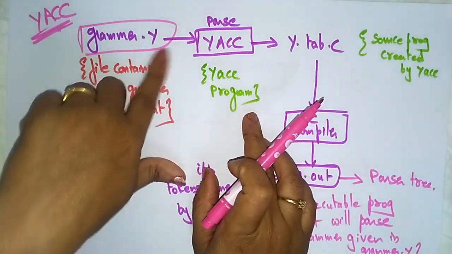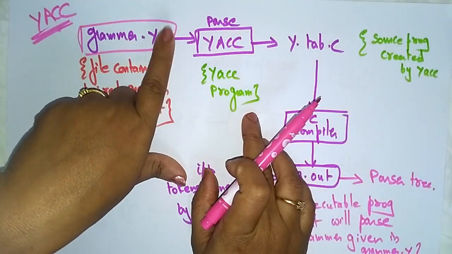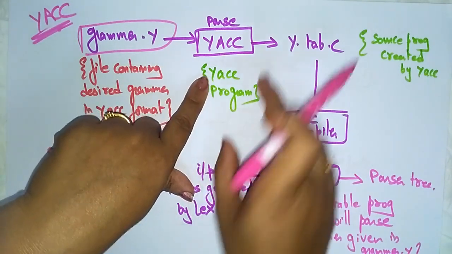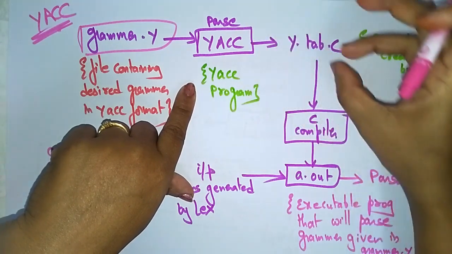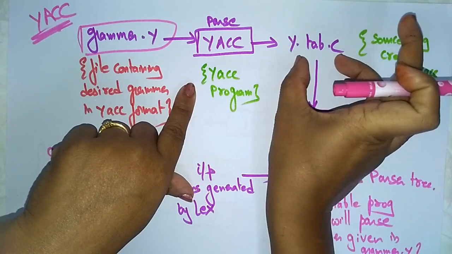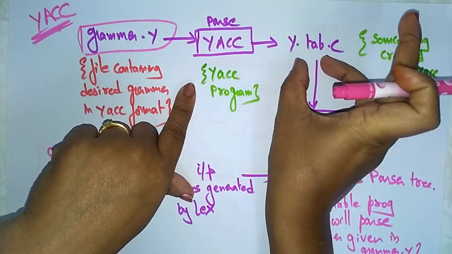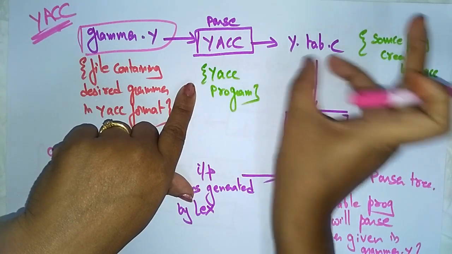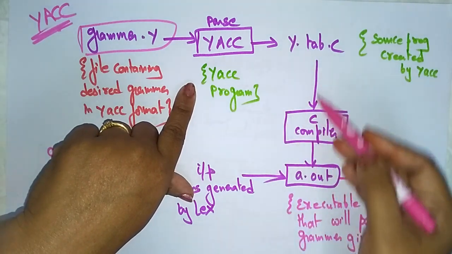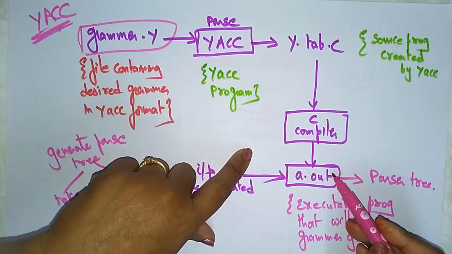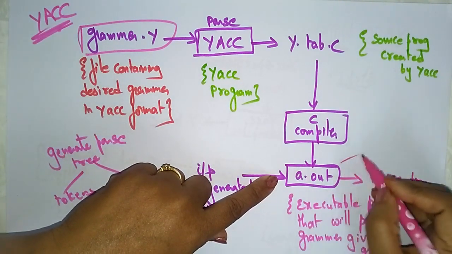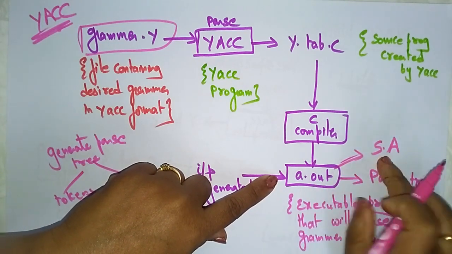Taking the input YACC grammar, it is converted into a YACC program. The output of the YACC program is suitable for the C compiler, a source program created by YACC. That will be sent to the C compiler. The C compiler will produce an output a.out, which is a syntax analyzer. This is a syntax analyzer.